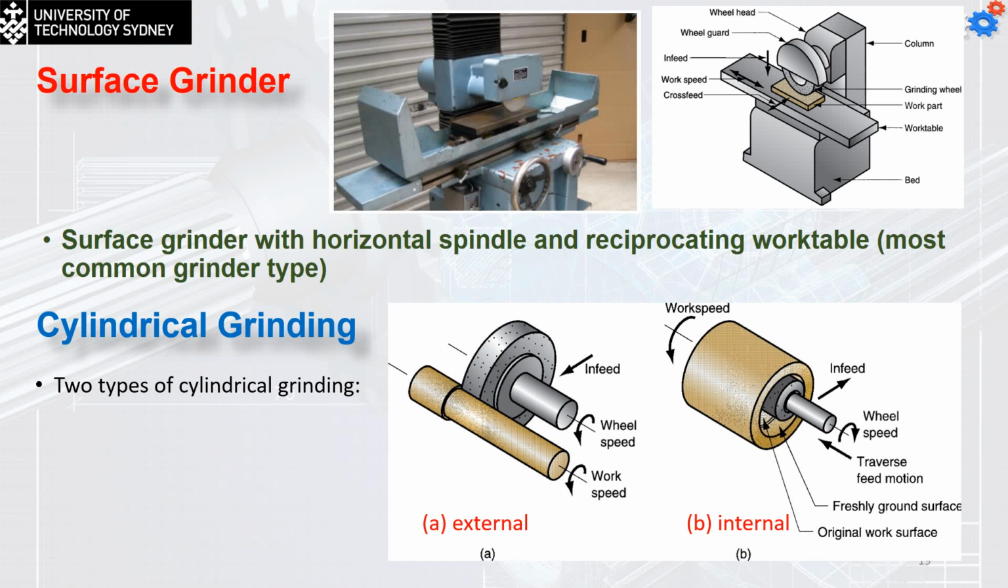So now, back once again to the lecture. We talked about the surface grinder, which is going to be for a flat surface, and we have cylindrical grinding if I'm going to have a cylindrical surface, and this is divided into two types, either external or the internal one.